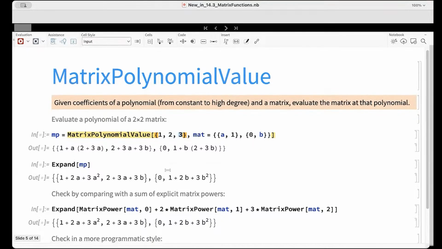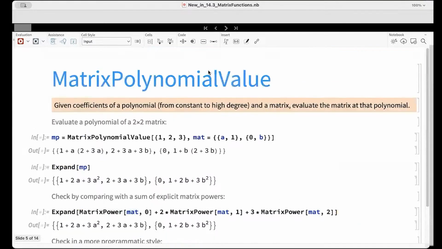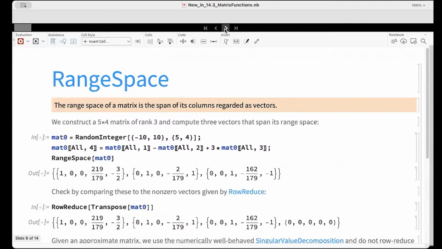And here I just show in this example that this comes out to the same as if we expanded this in a very pedestrian way using matrix powers. And this is a slightly fancier way of redoing that at the bottom here. And they all give the same result, as you would expect. So matrix polynomial value is a concise way of requesting that evaluation.